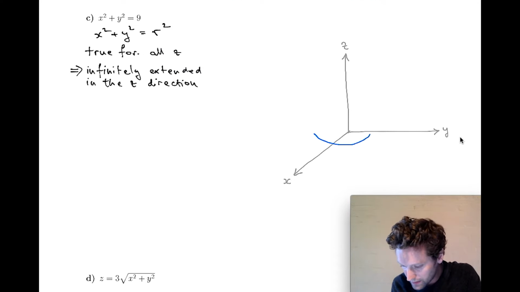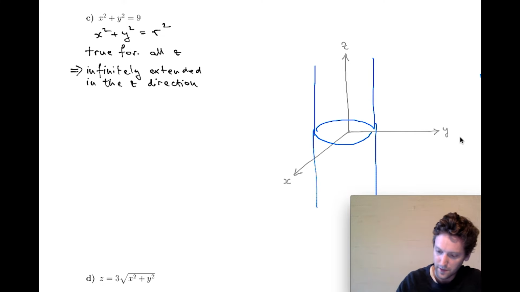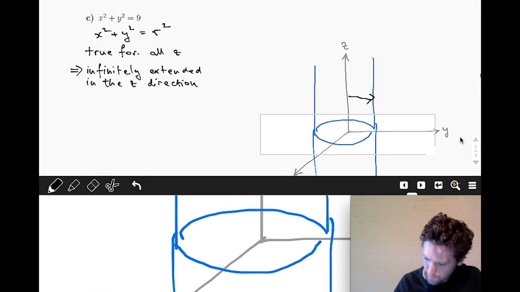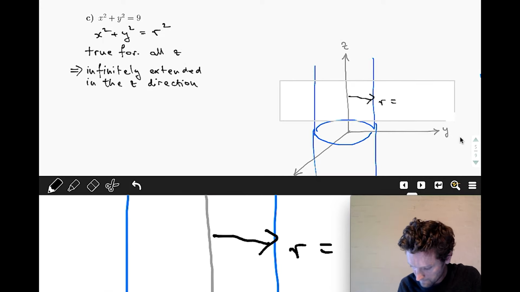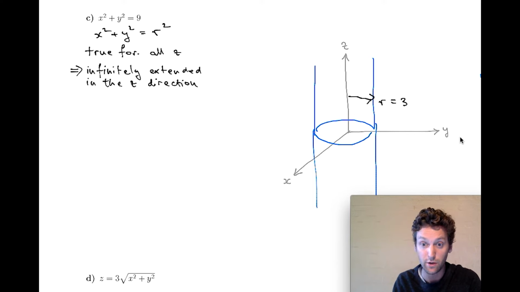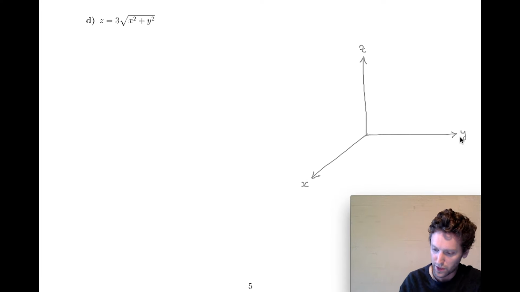So I've got a circle again of radius 3, but it's true for all values of z, so it becomes an infinitely long cylinder. And let's just indicate that this is a cylinder of radius r is equal to 3. As such. So that's again an important rule. If one of the variables is missing from the equation, it means that my shape is going to be extended infinitely in that direction.